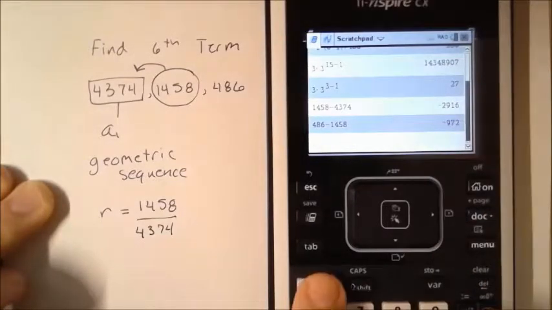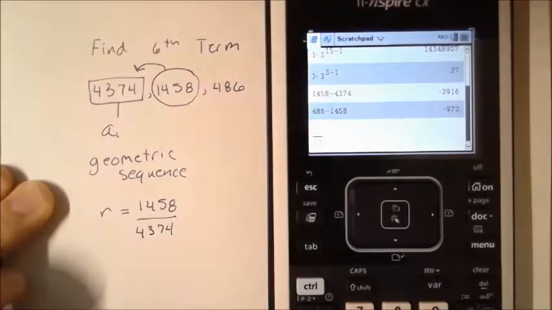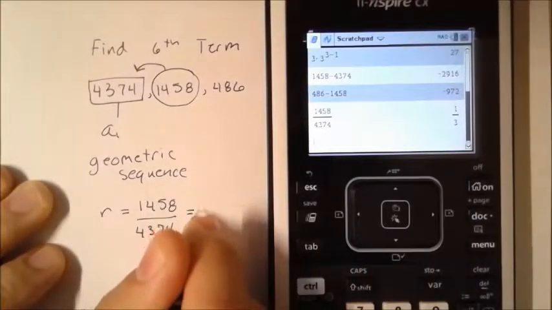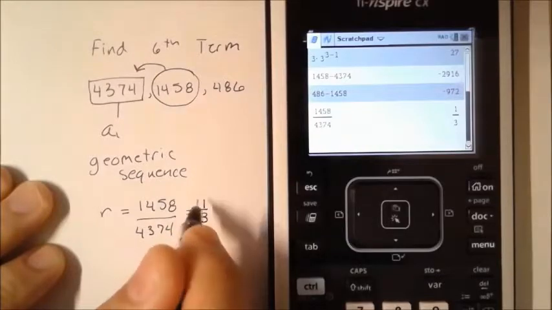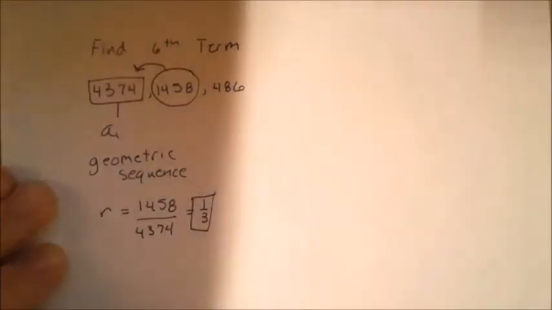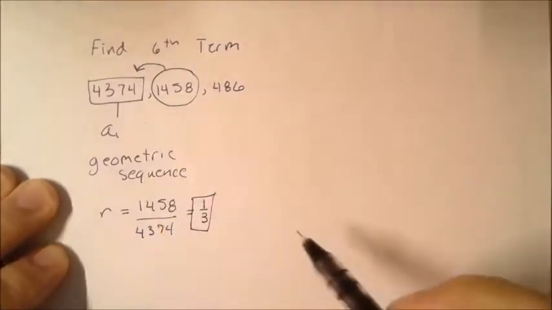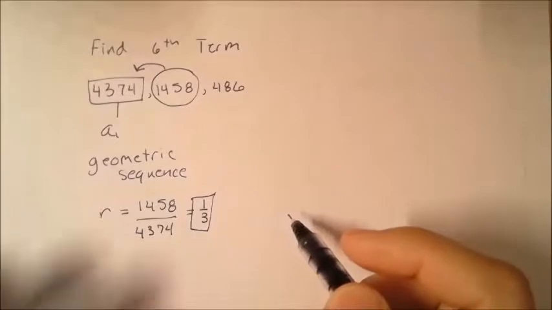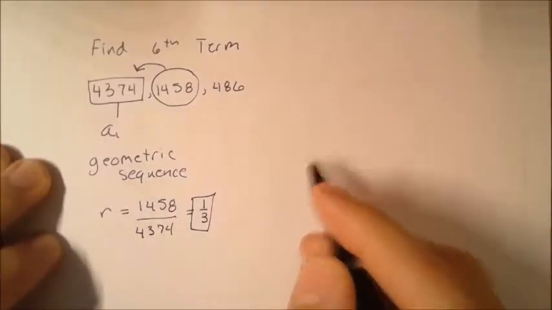So I'm going to put my fraction bar, and I'm going to put 1458 divided by 4374, and it gives me 1/3, a nice and simple number to deal with. So my common ratio is 1/3. I know that my a sub 1 is simply 4374, so now we can use our explicit formula to solve for the sixth term.